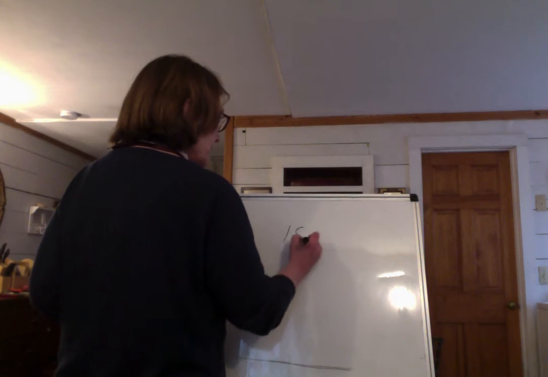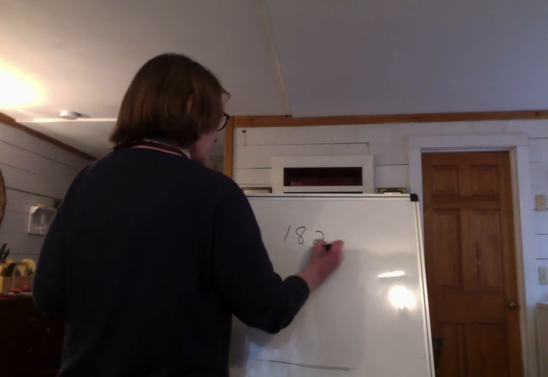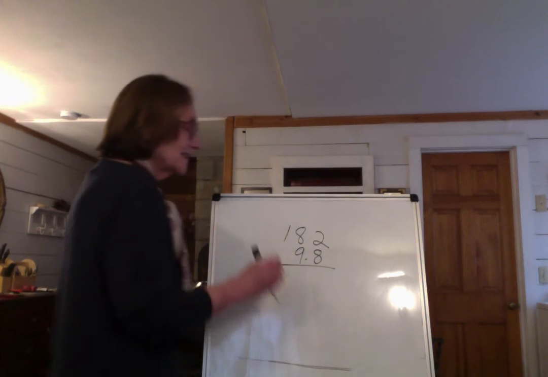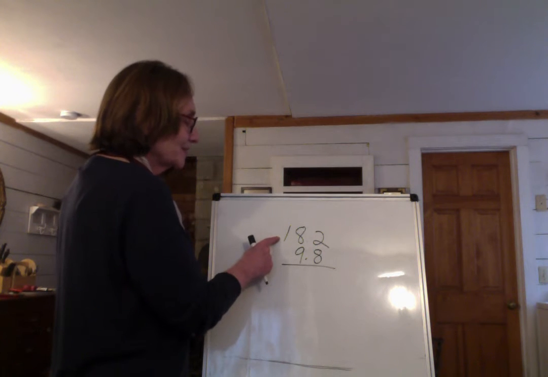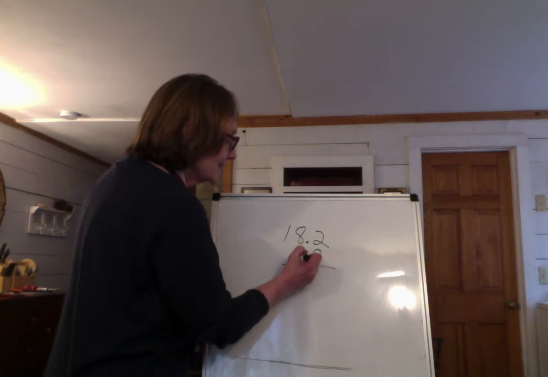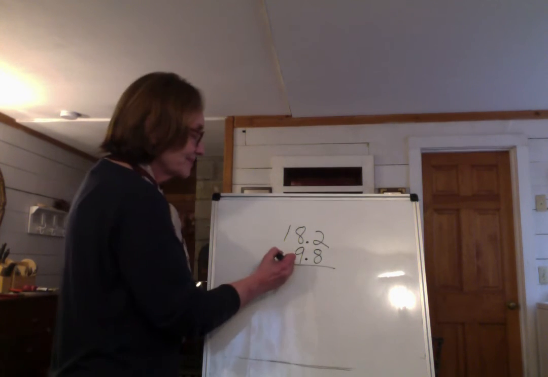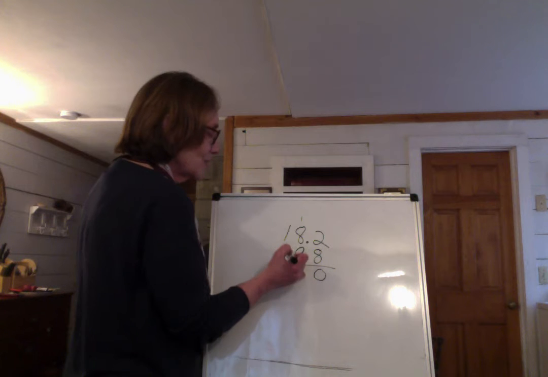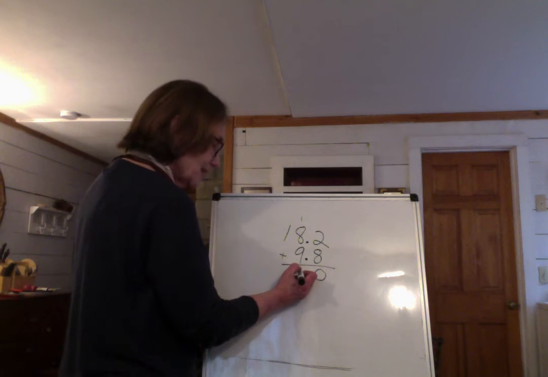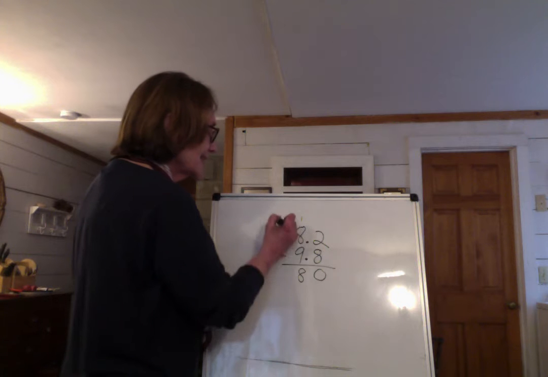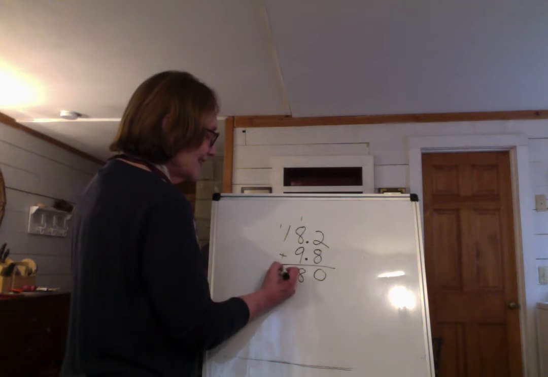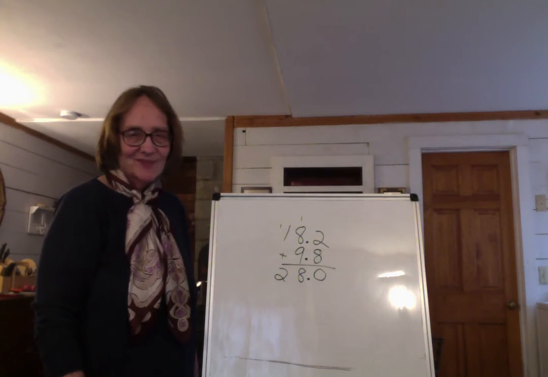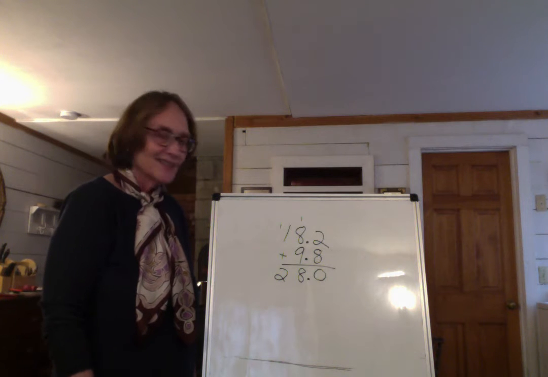How about 18 2/10 and 9 8/10. Draw our line. Our larger number is on top. I have the decimal points lined up. Now let's add. 8 plus 2 is 10. Put down our 0 and carry our 1. 9 and 9. 9 plus 9 is 18. Put down our 8 and carry our 1. 1 plus 1 is 2. Drop down our decimal point. 28. 28 0/10. That's our answer.